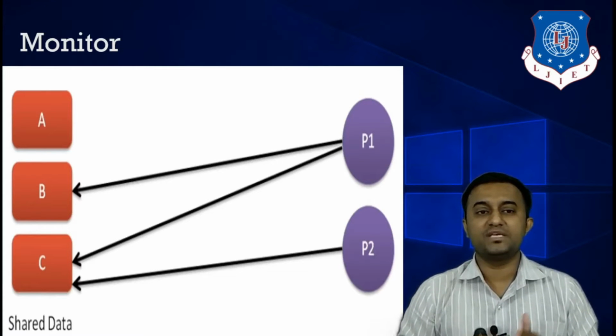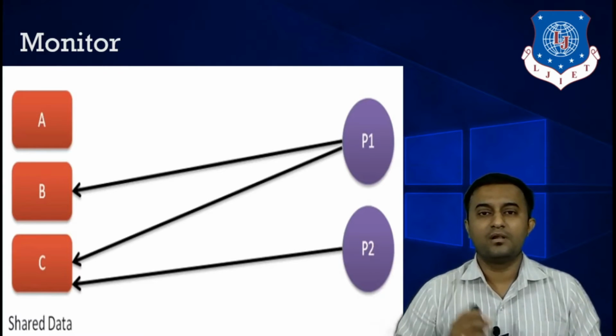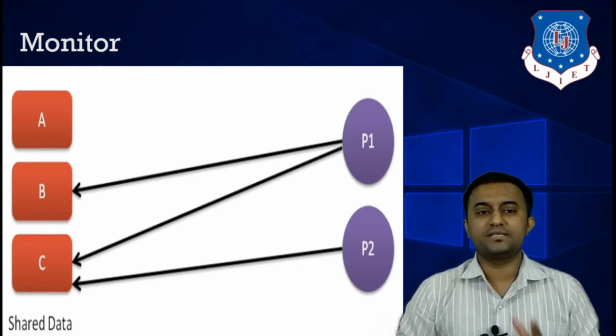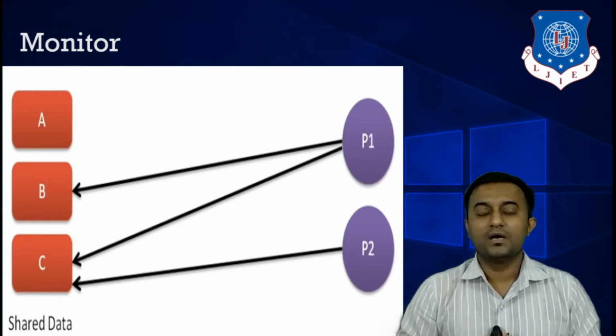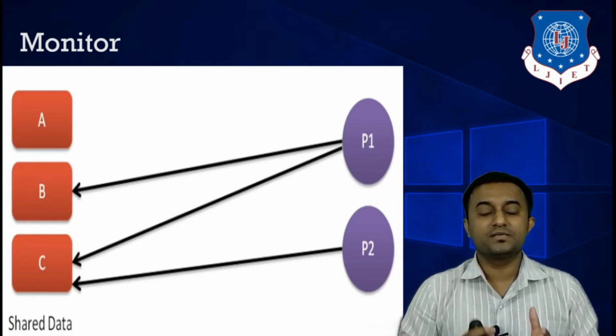So these A, B, C can be accessed by P1 and P2 at any moment of time, because these three data are nothing but shared data. In this particular example we have considered P1 is accessing B and C data. At the same time, if P2 wants to access C data, but C is right now accessed by P1.